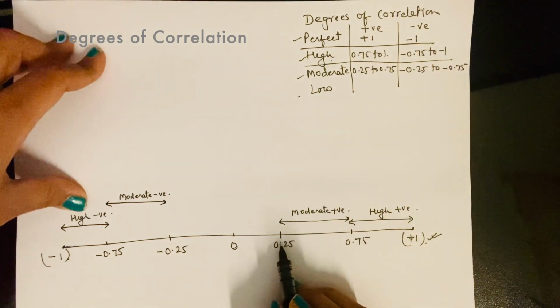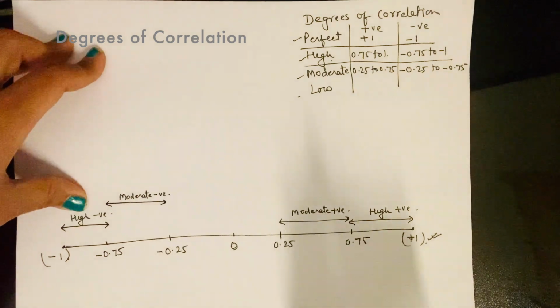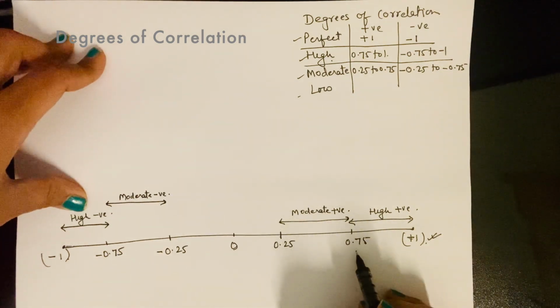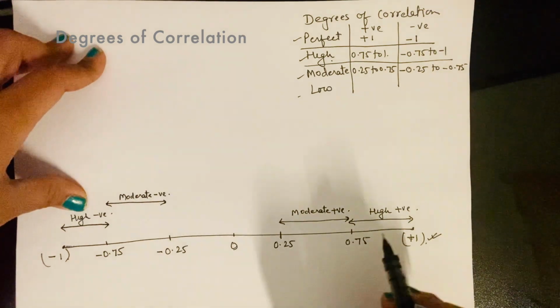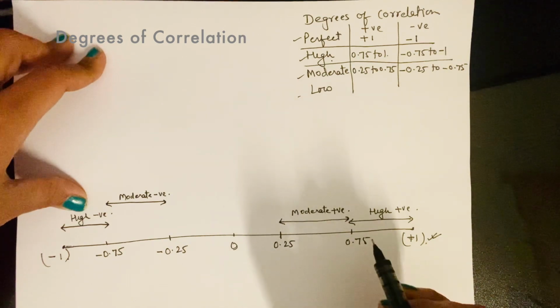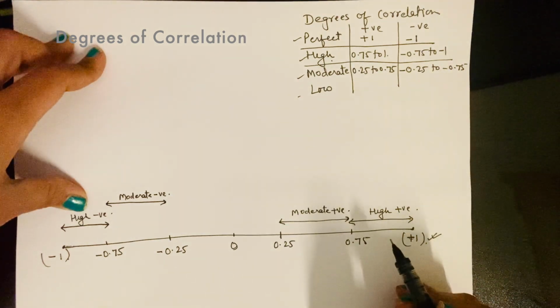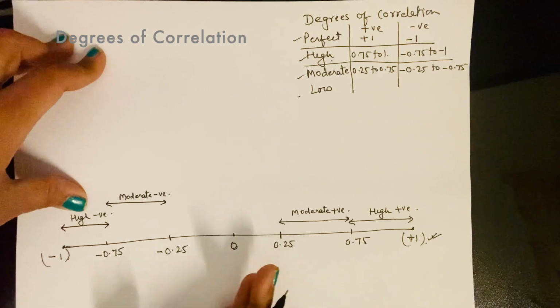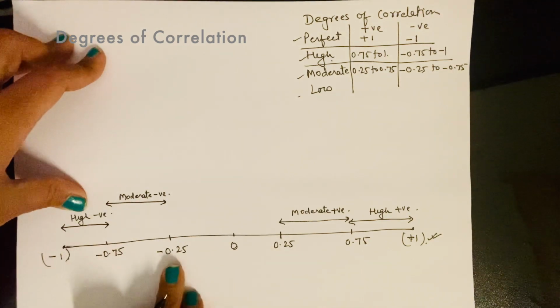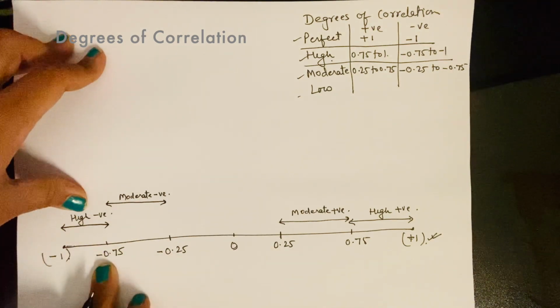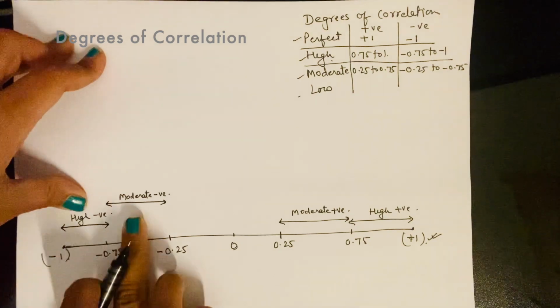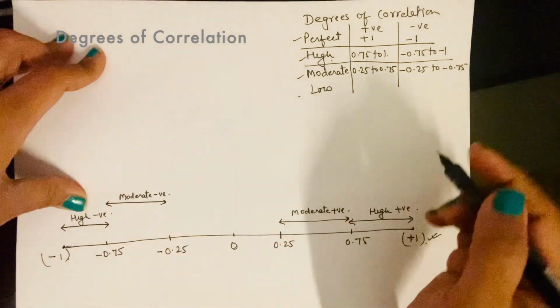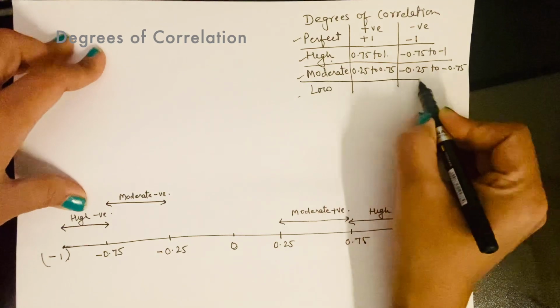So any value towards the right, that is positive, between 0.25 and 0.75 will be a moderate positive degree of correlation. And any value on the negative side between -0.25 and -0.75 will be a moderate degree of negative correlation. So we are done with the moderate also now.